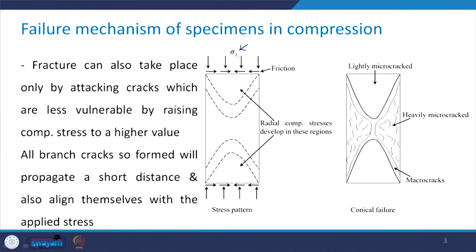All the branch cracks which are formed will propagate a short distance, and again they will align themselves in the direction of the loading, that is again in this vertical direction. This process will continue till all these cracks orient themselves in the direction of the loading. Slowly the first, which is the most unfavorable one, will orient first, and then the next one, like that you will have a series of these events.